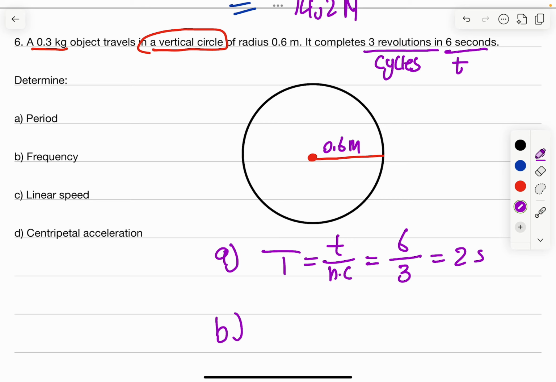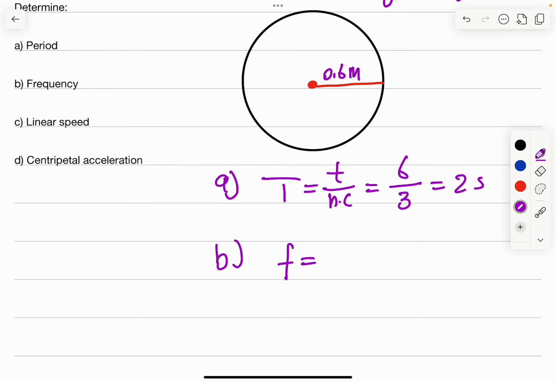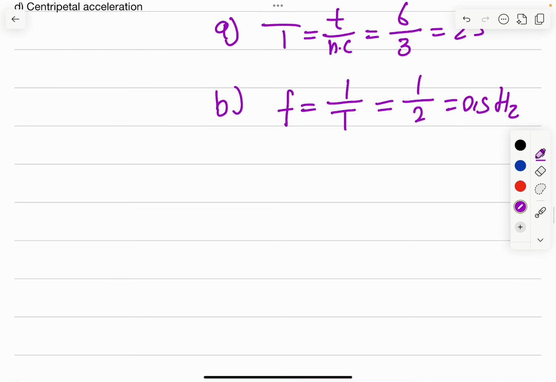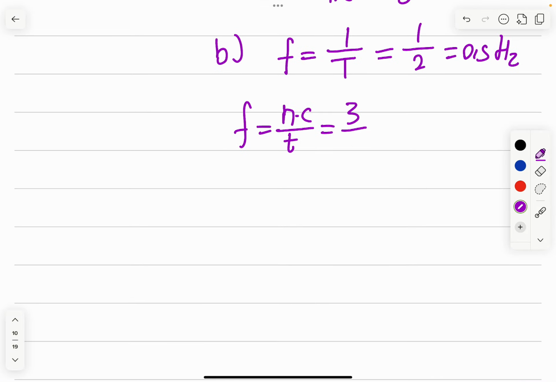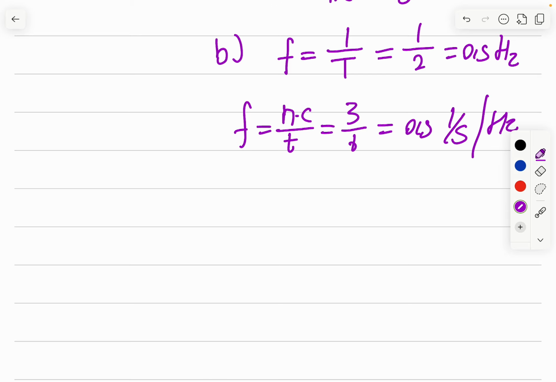Then B. Calculate the frequency. Frequency you can say is 1 over T. Then you finish very fast. You say 1 over 2, which is what? 0.5 what? Hertz, or 1 over seconds. If you are smart, go and write 1 over seconds. Or you can say frequency equals the number of cycles divided by the time. The number of cycles was 3. 3 divided by 6, which is the same as 0.5, 1 over seconds. Or you can say hertz from high school, but I prefer 1 over seconds to show them you know what we are doing.